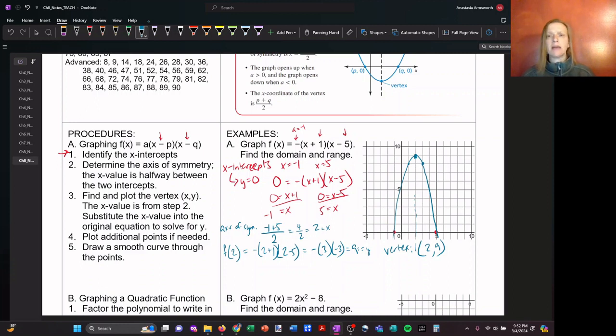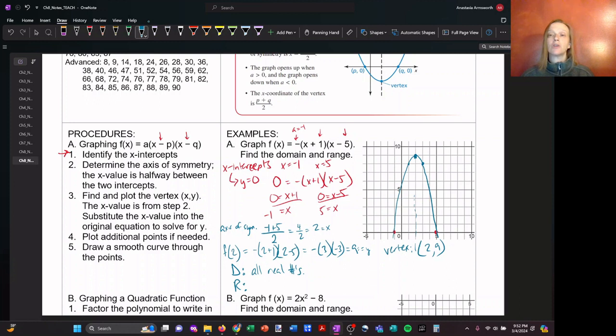Now, here I'm asked to graph the function, but also define the domain. Remember, domain is all x values, and I'm asked to find the range. So what are my possible x values on this graph? Well, I can go to the left forever. I can go to the right forever on this graph. There's no restriction, so my domain is all real numbers.